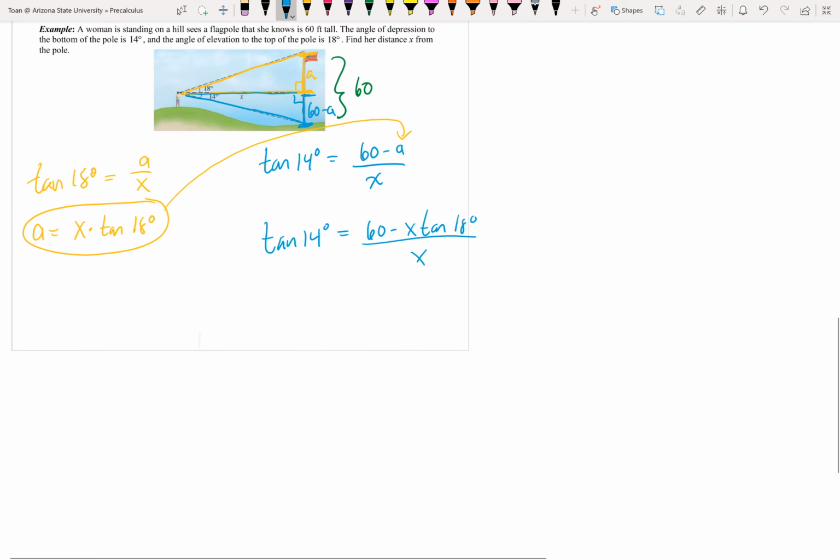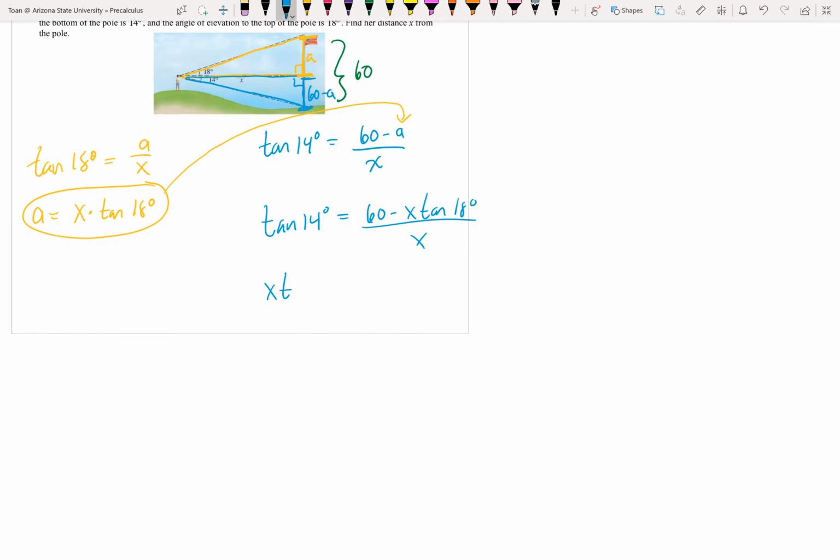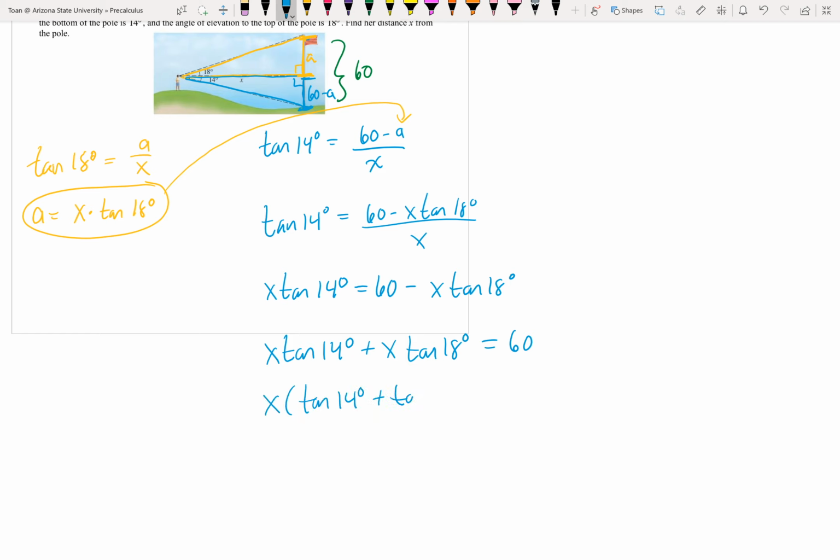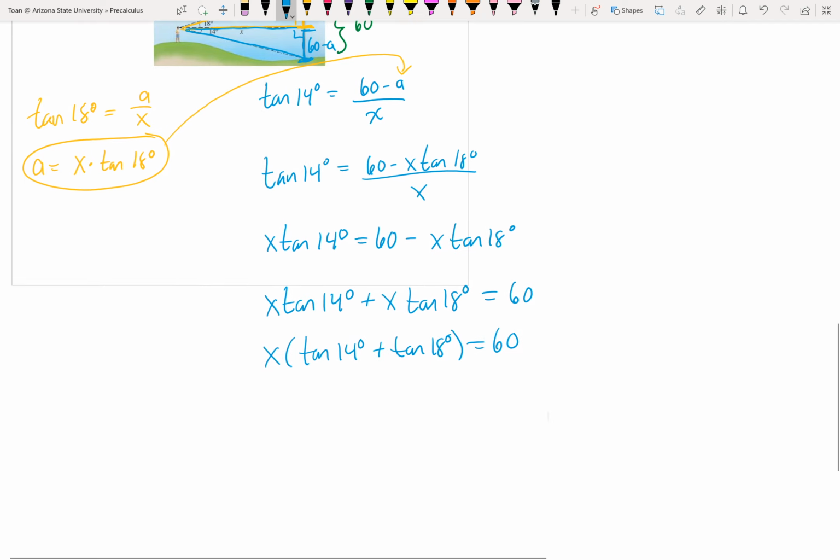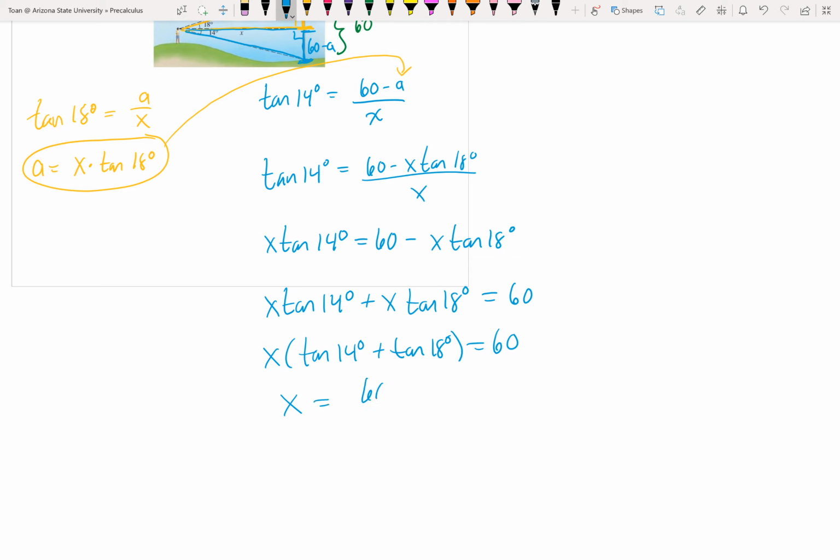Now I can go ahead and solve my problem, right? So multiply both sides by x. I want to get all the x's together. So notice how this guy has an x here. So I'm going to move him to the left by adding. And Algebra 101, if you have multiple pieces, this piece and this piece, that both contain what you're solving for, we're solving for x, the technique is to factor out the x. And then now this makes it easy. The last step is just to divide it all out. X equals 60 over tan 14 plus tan 18.